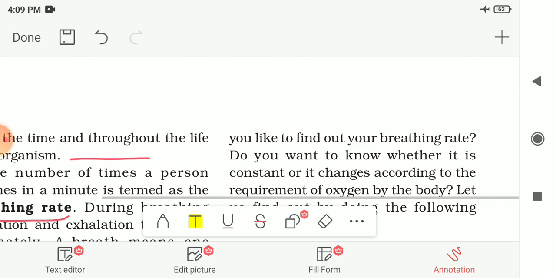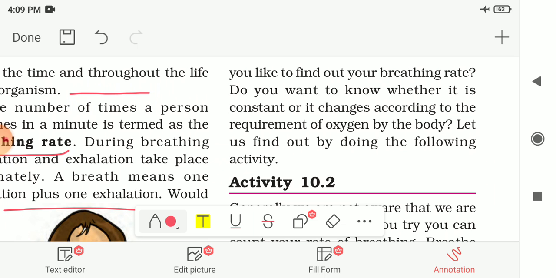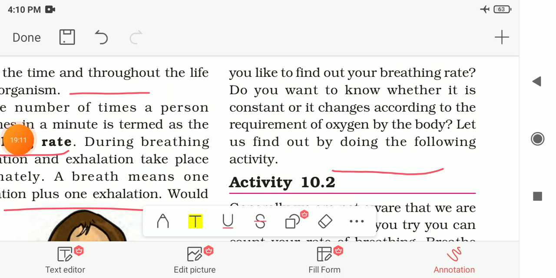Now, would you like to find out your breathing rate? And do you want to know whether it is constant or whether it changes according to the requirement of oxygen by the body? We can find that from the next activity, activity number 10.2. We will see this activity in our next video.